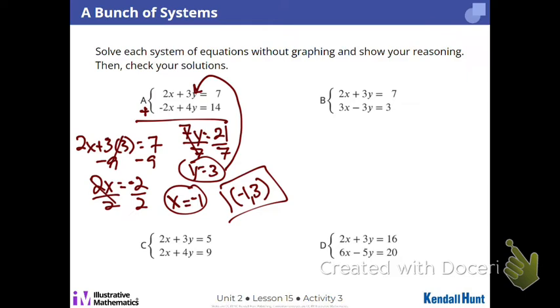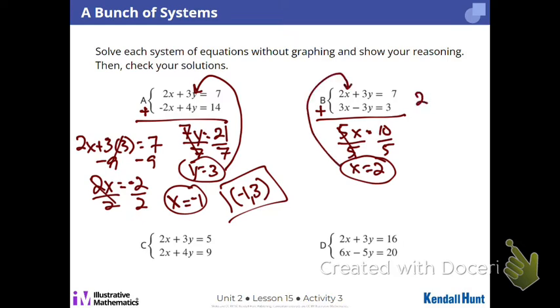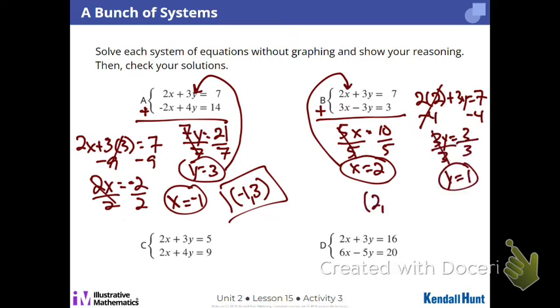All right. Second one. I'm looking for something to cancel. Does anything cancel? Yes. 3y and negative 3y look like they might cancel. So I'm going to add these together. 5x is 10. Which means x is 2. Well, yeah, but then y equals 0. Well, let's see. Let's put 2 in there. 2 times 2 plus 3y is 7. Subtract 4. 3y is 3. So y is 1. Of course, so I was right the first time.